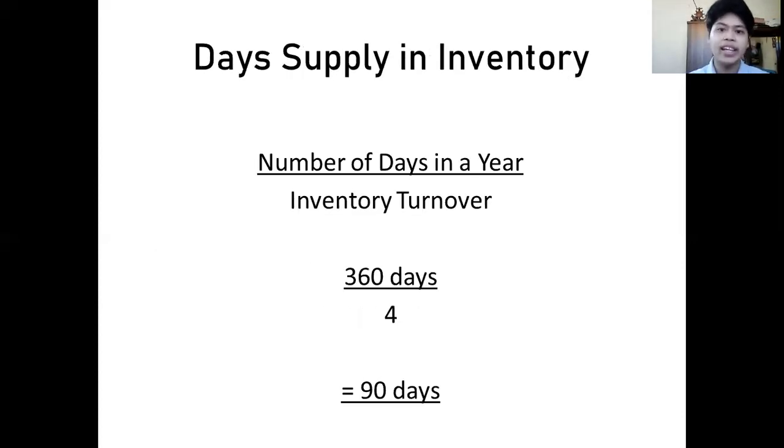Days supply in inventory. Number of days in a year divided by inventory turnover. So, kung nakikita nyo, meron ding relationship ang inventory turnover sa days supply in inventory. 360 days divided by inventory turnover of 4. So, the answer here is 90 days. Ano yung interpretation? From the day na binili mo ang inventory hanggang sa time na nabenta mo siya, it takes you 90 days.